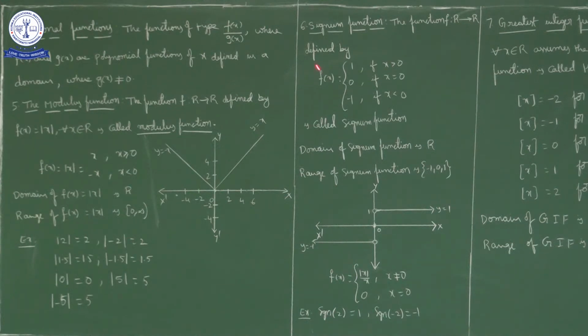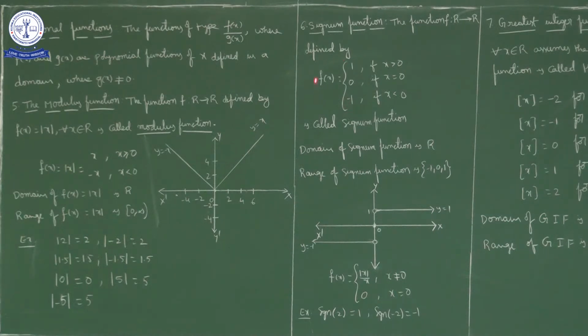Means f of 1 is 1, f of 2 is 1, f of 3 is 1, f of 10 is 1, f of 100 is 1, f of 1000 is 1, f of a million is 1. Suppose x is positive, you get 1. Suppose x is 0, f of 0 is what? 0. For negative, f of minus 1 is minus 1, f of minus 2 is minus 1, f of minus 3 is minus 1, f of minus 10, minus 100, minus 1000 are all minus 1.